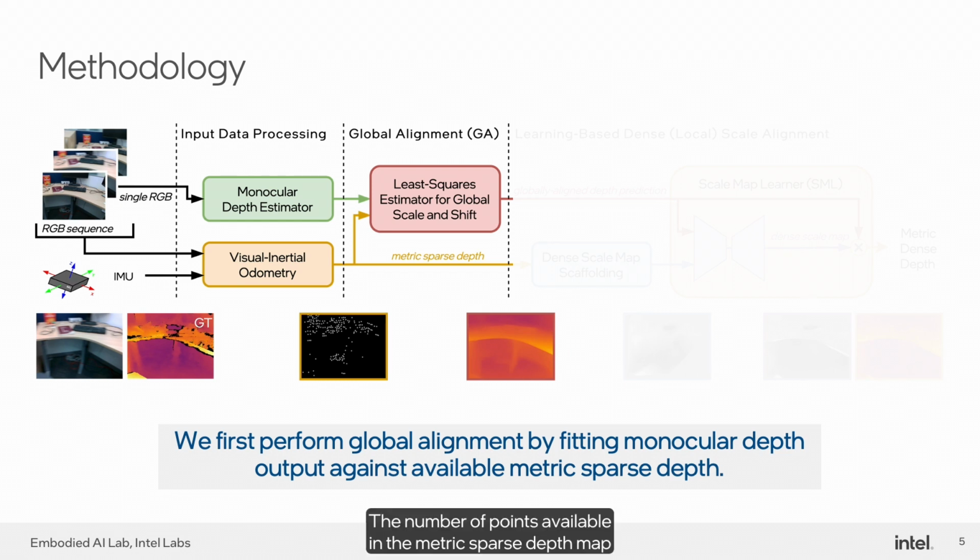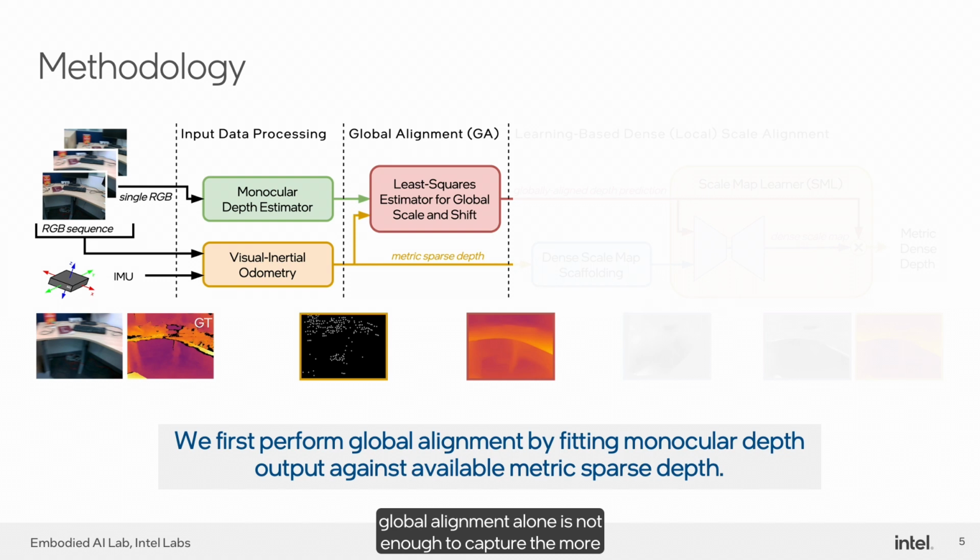The number of points available in the metric sparse depth map may be in the tens or low hundreds. We fit the monocular depth output against these sparse points in a least squares manner. This computes global scale and shift factors that are then used to convert non-metric depth to metric depth.